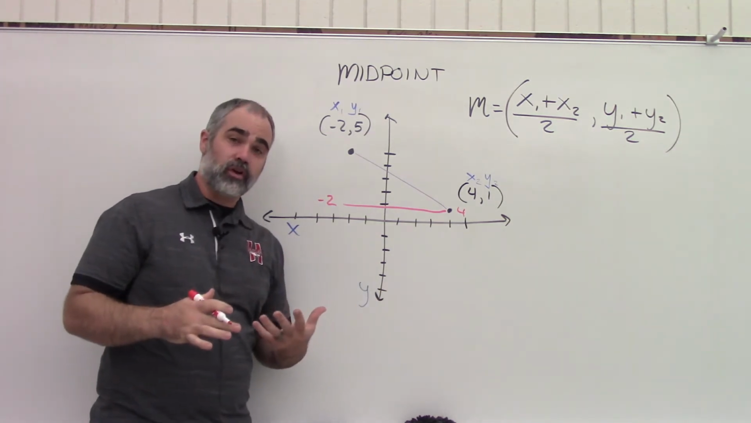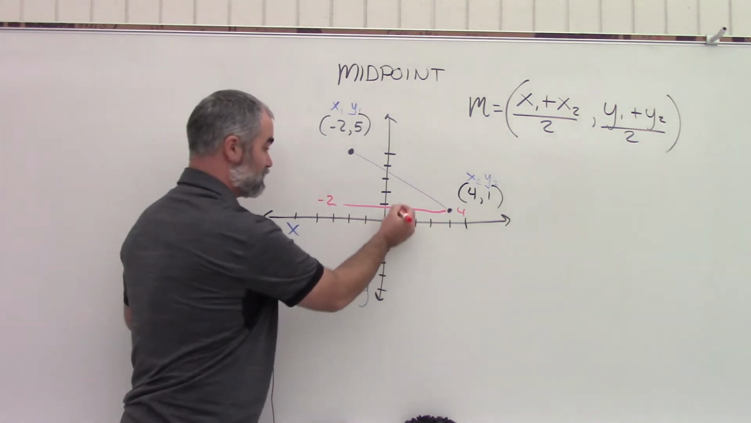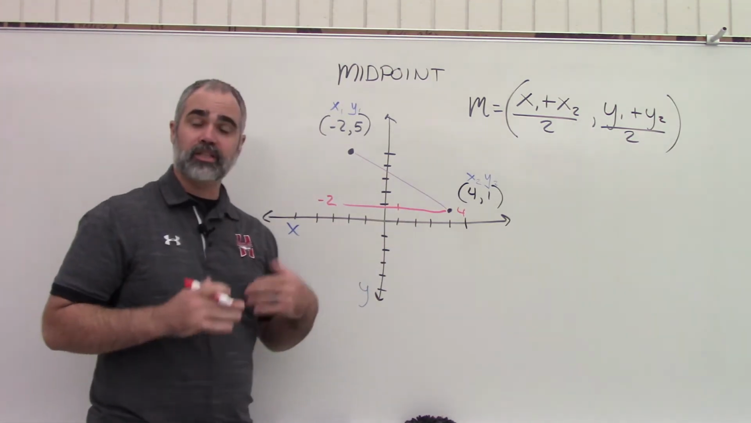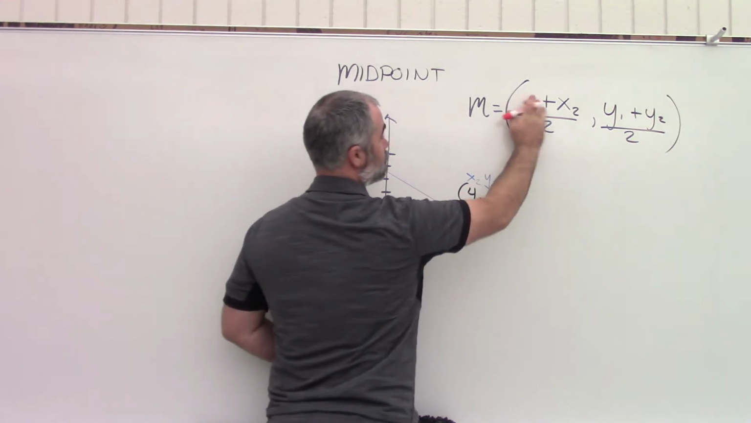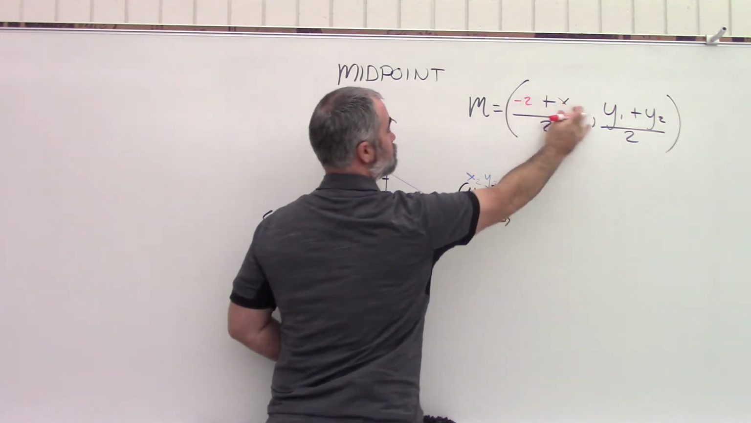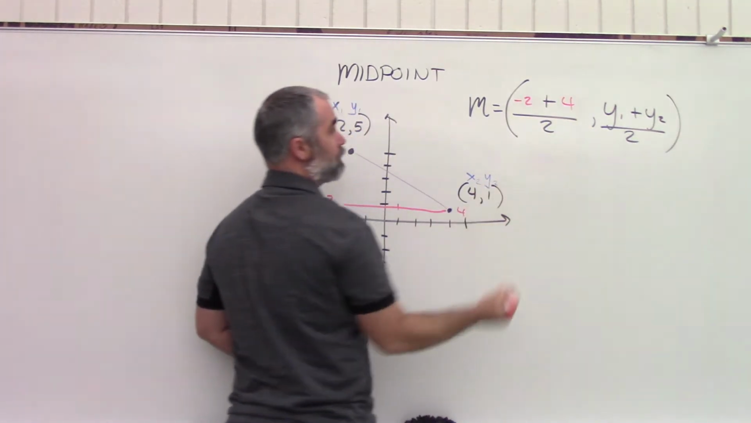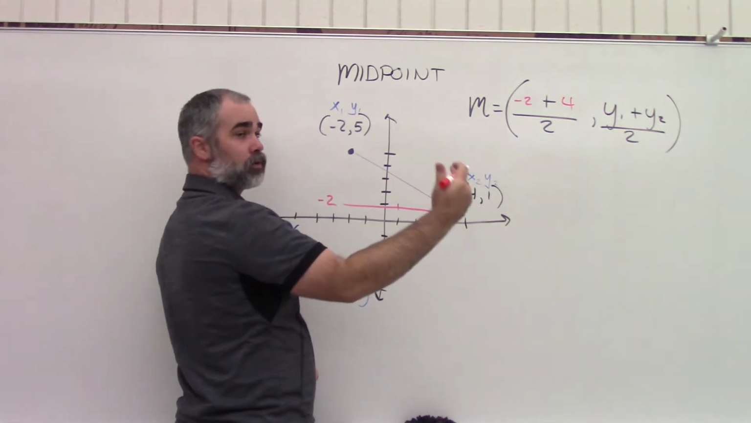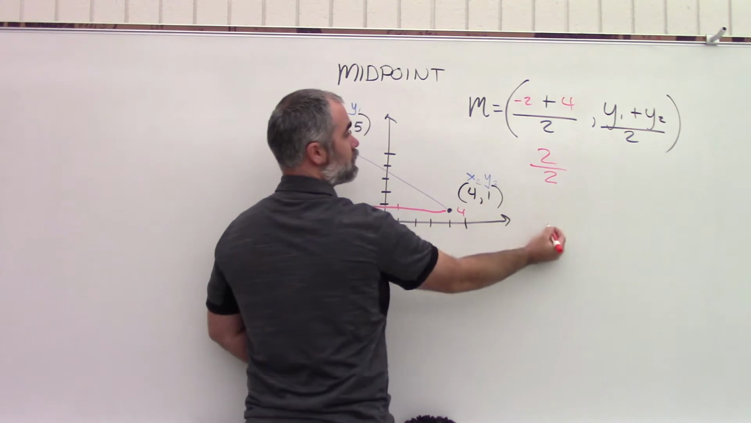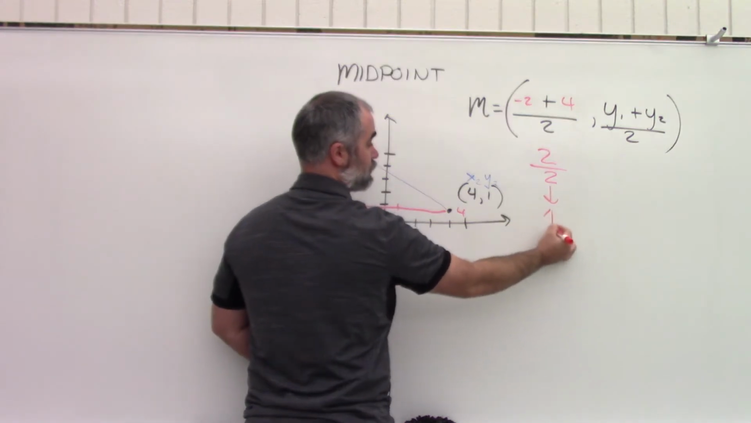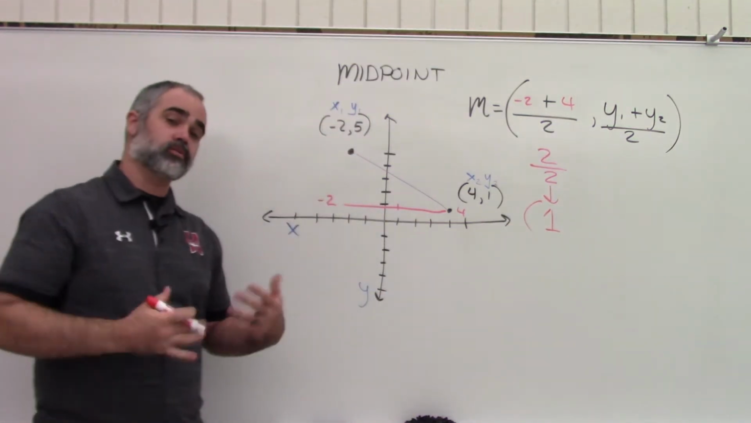Some of you can do this in your head. It's 1. Or we can put it into the formula and say, all right, x1 is -2, x2 is 4, add them up. -2 and 4 makes 2, divided by 2 gives you 1. So the x-coordinate of the midpoint is 1.